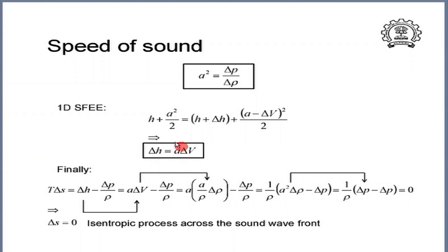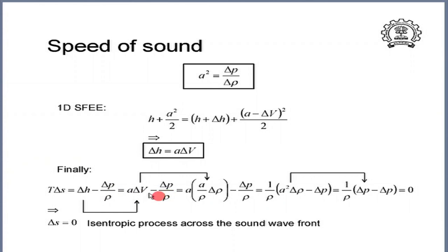Now let's see how we can utilize this to qualify the process that is occurring across this sound wave front. For which I have taken one of the TdS relations. Only thing is that I am writing it as T times delta S across the wave front equal to delta H minus delta P over rho. So 1 over rho is simply the specific volume, and rather than v times delta P, I am simply writing this as delta P over rho. For this delta H, I am going to substitute the expression that I just obtained from this 1D steady flow energy equation, and therefore I have delta H replaced as a times delta V, the second term remains exactly the same.